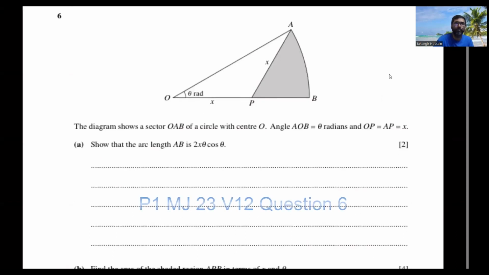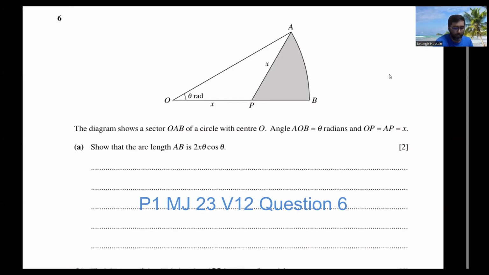Question number 6, you see, the diagram shows the sector OAB of a circle with center O, the angle AOB theta radian, OP equal to AP equal to x, so that the arc length AB is 2x theta cos theta.